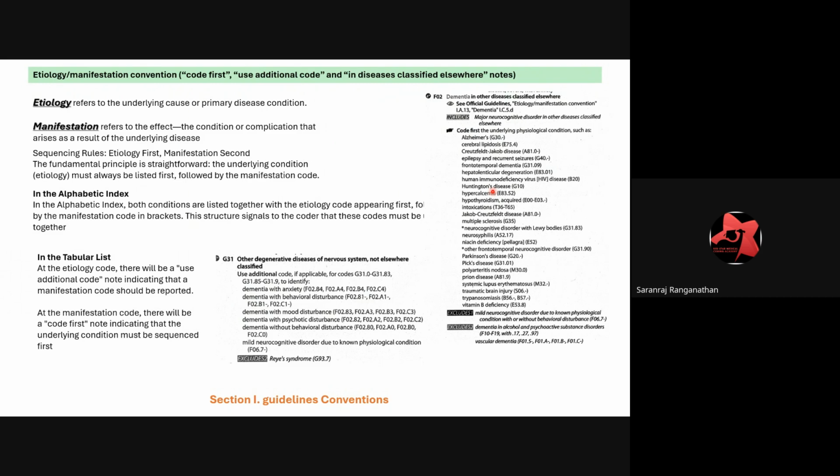Mostly you will not be able to see this on the index page, where you will only see the bracket which we saw. Through the bracket you will be able to see it, but we have to come to the tabular list for the conclusion whether it is an additional code or a first code. That is the guideline on etiology and manifestation.